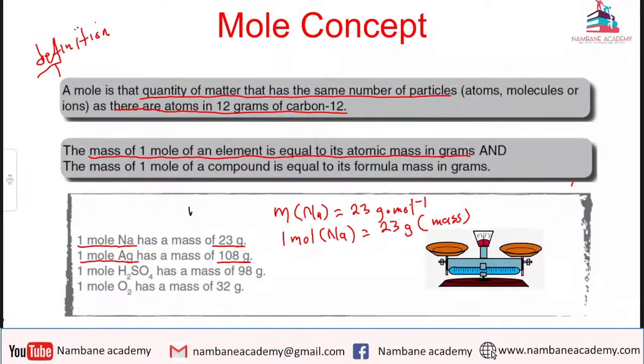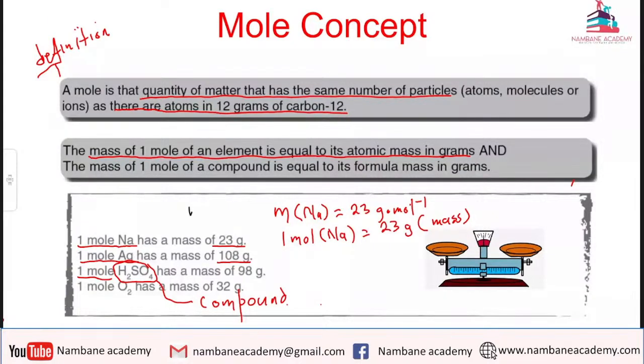Now, when I have 1 mole of H2SO4, let's check here. H2SO4 is a compound. And if it is a compound, we will need to calculate the total molar mass of that particular compound. But 1 mole will represent the actual mass in grams of what? Of the compound, or even the element.